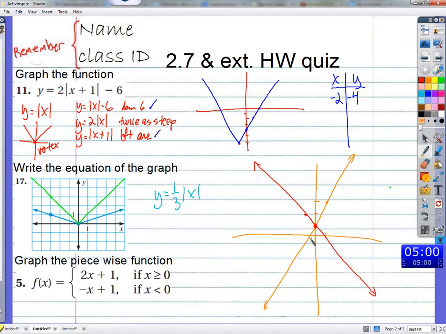Let's go to this input. What's the output for this input? There's 2 of them. There's this one and there's this one. If I drew a vertical line through there, I would hit both of those places, right? Therefore confirming that there are 2 outputs for that input. That can't be right. So that at least tells me something's up. It says it's a function, but the way I've drawn it, it's not a function.